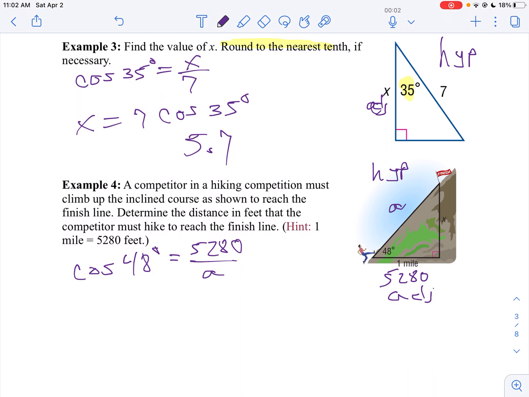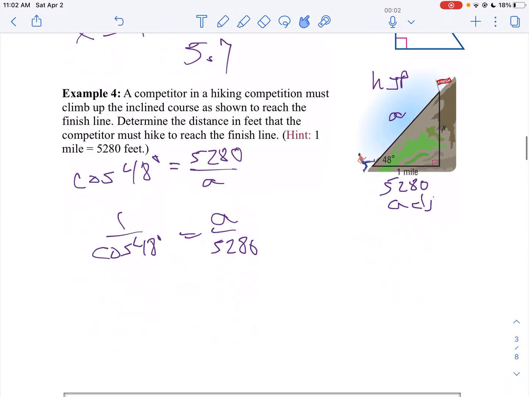Now, I don't like A in the denominator. It makes it hard. So what I'm going to do is take the reciprocal of both sides. So I'll put A over 5,280. Well, then I'll say 1 over the cosine of 48 degrees. Well, to solve for A then, notice we multiply by 5,280. So then A is 5,280 divided by the cosine of 48 degrees.